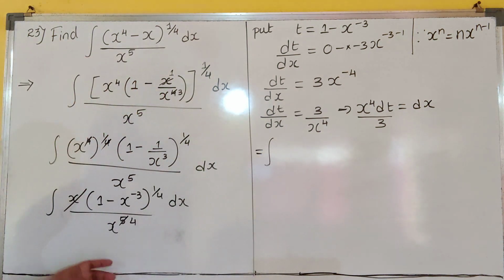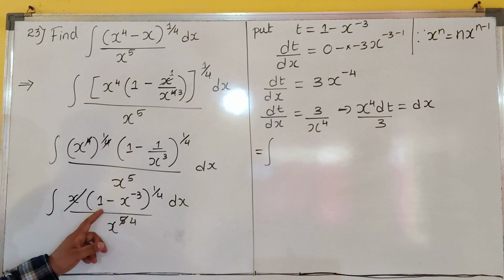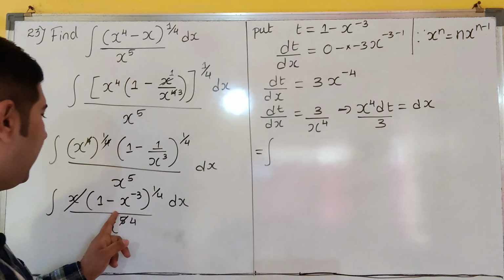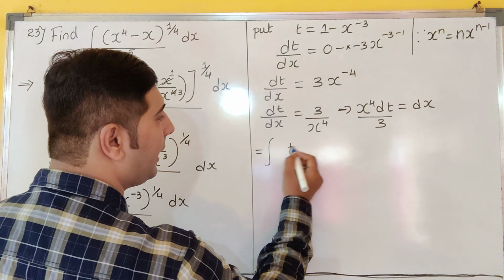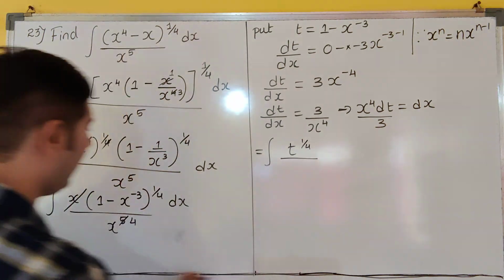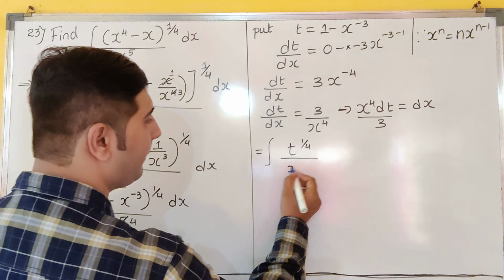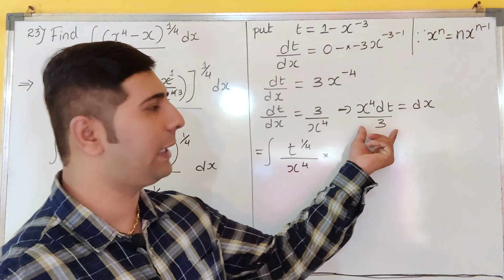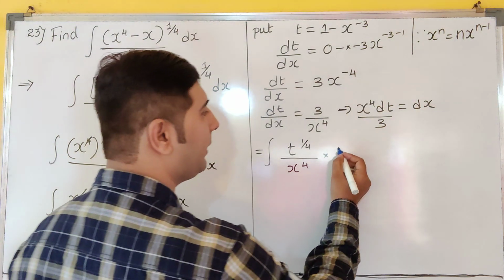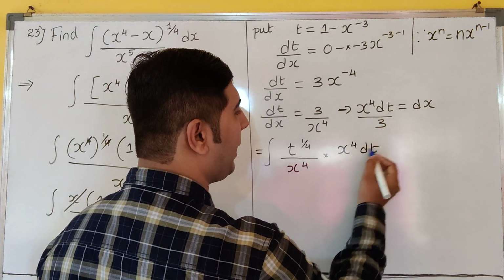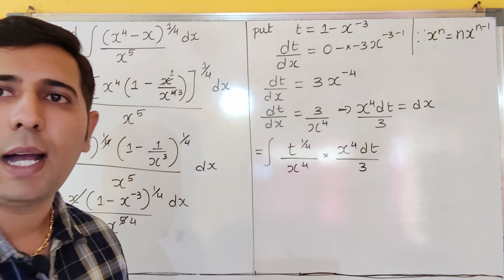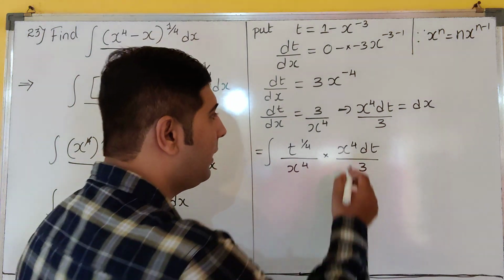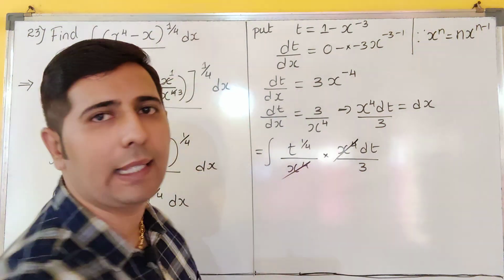So now you substitute here in the given. 1 minus x raised to minus 3 is what? t. t raised to 1 by 4 you will get. t raised to 1 by 4 whole divided by x raised to 4 you write as it is. And what is dx value? Dx value is there or not here? So you substitute this x raised to 4 dt by 3, dear students. I hope it is clear everyone. Understood or not? So now see, x raised to 4, x raised to 4 get cancelled.